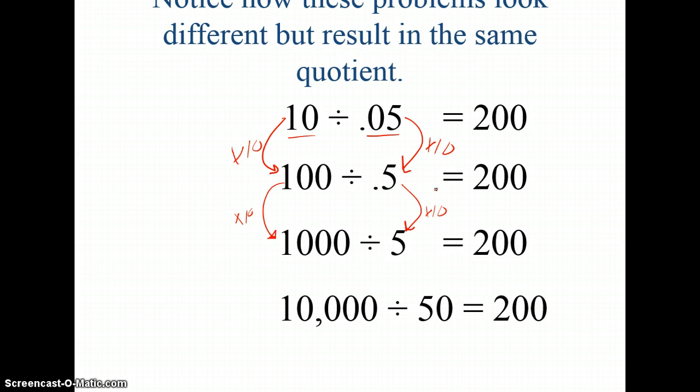Okay, so 100 times 10 is 1,000. 5/10 times 10 is 5. I can take 1,000 and divide it by 5. I get 200 again. If I keep going and multiplying both the dividend and the divisor by 10, I keep getting 200, no matter how I try to do it.